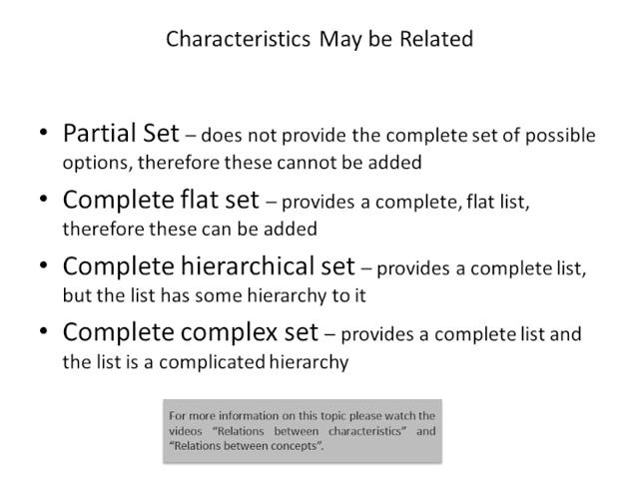You could have a complete hierarchical list where you have, for example, regions, and within each region you have countries. So you have a complete list, but it has some hierarchy in it. And finally, you could have a complete complex set of characteristics where there's just a very complex set of relations that the characteristics have between one another. But the main idea here is, I just want to give you a sense that characteristics may be related. And this is the spectrum of the types of relations that a characteristic can have.